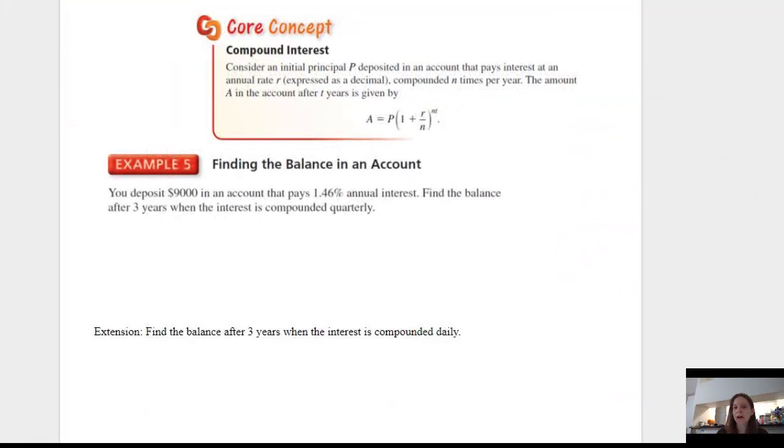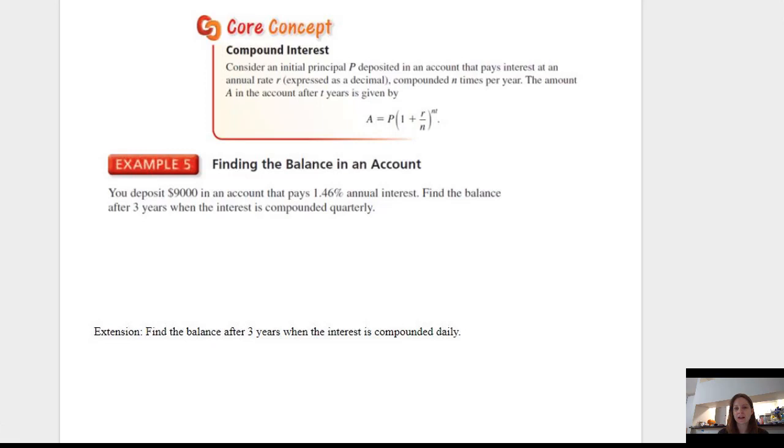Now we're going to look at compound interest. Consider an initial principal P deposited in an account that pays interest at an annual rate r expressed as a decimal. Compounded n times per year, the amount A in the account after t years is given by this formula. And in example 5, we're going to find the balance in an account using this compound interest formula. It says you deposit $9,000 in an account that pays 1.46% annual interest. Find the balance after 3 years when the interest is compounded quarterly.